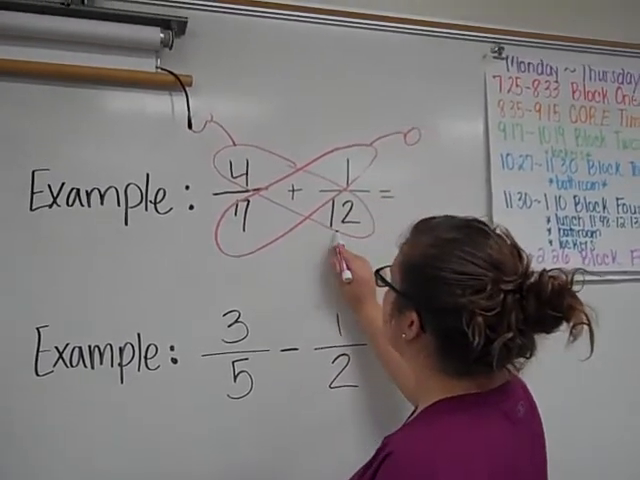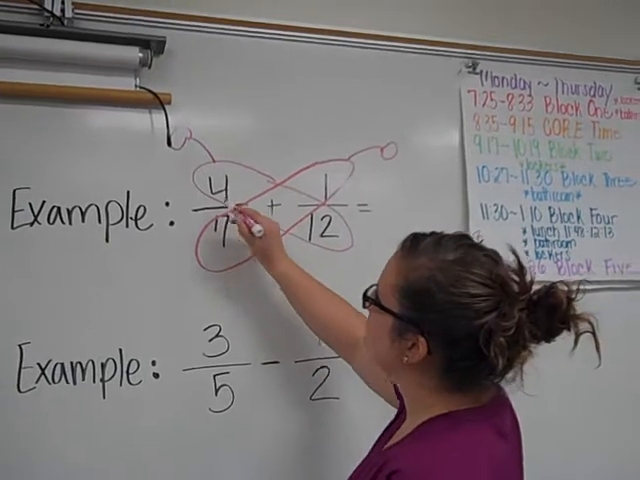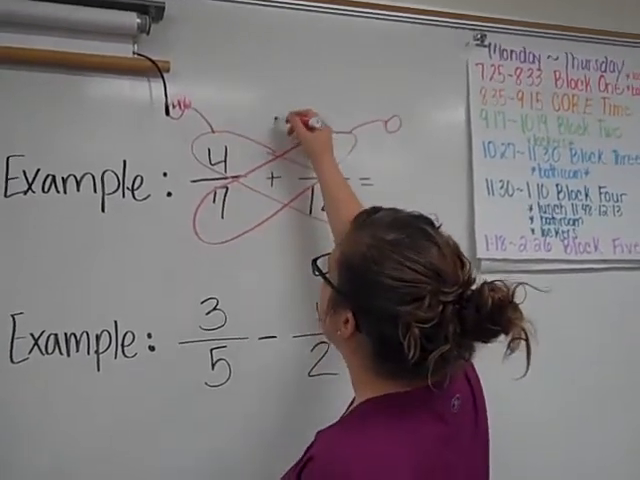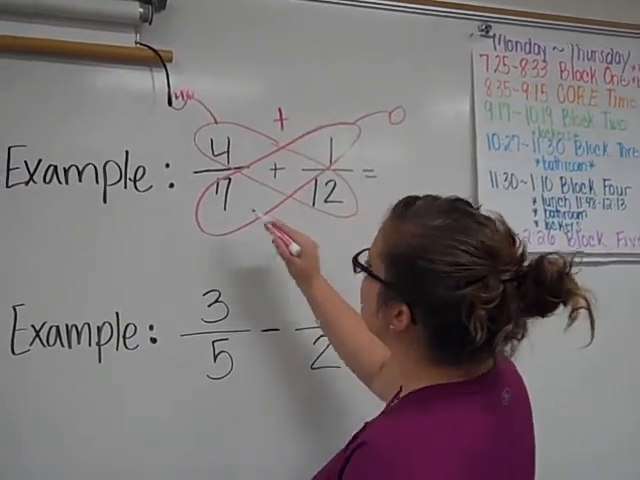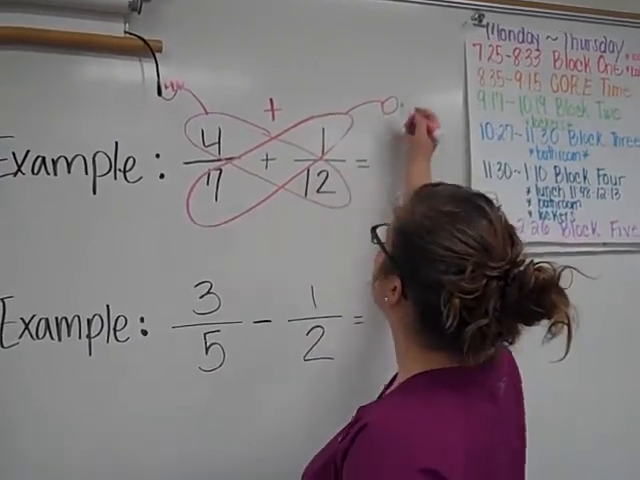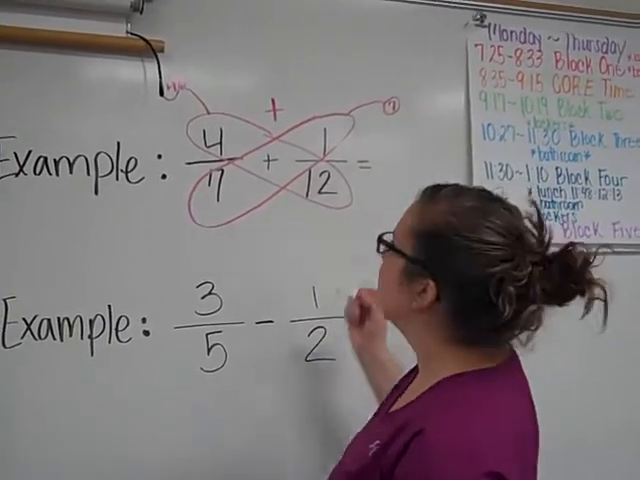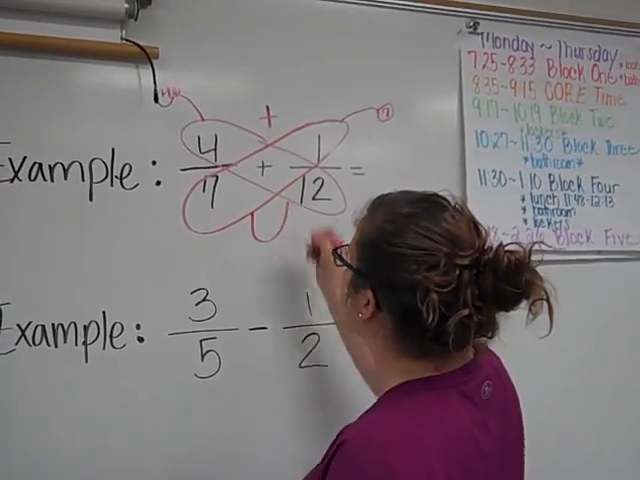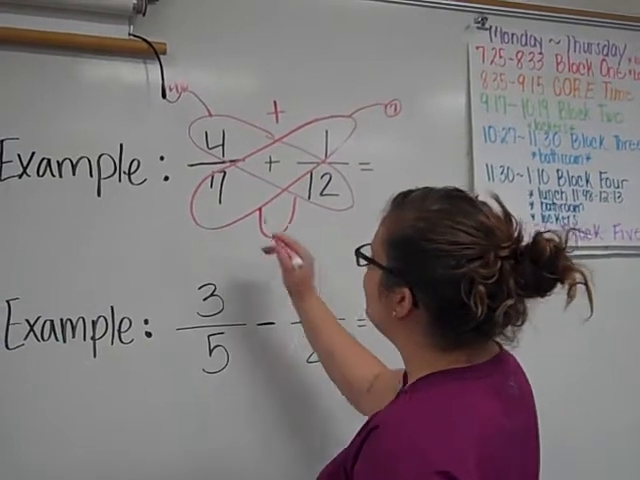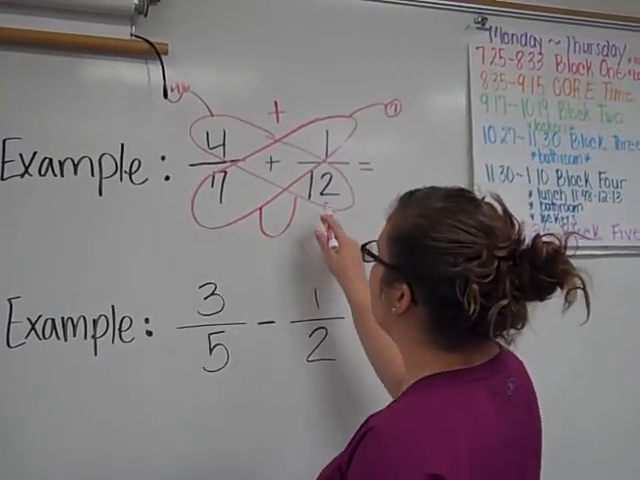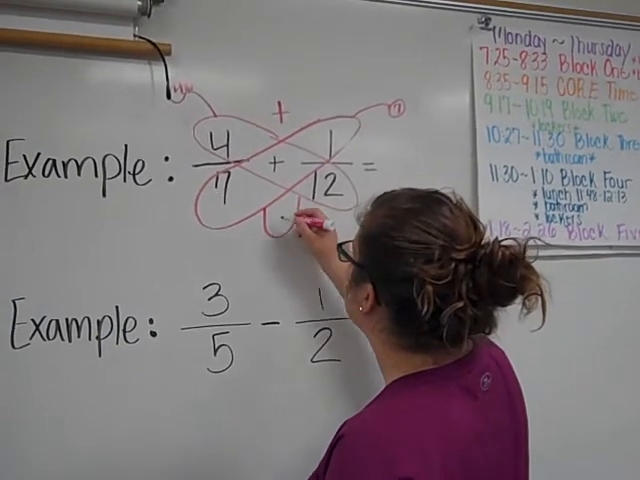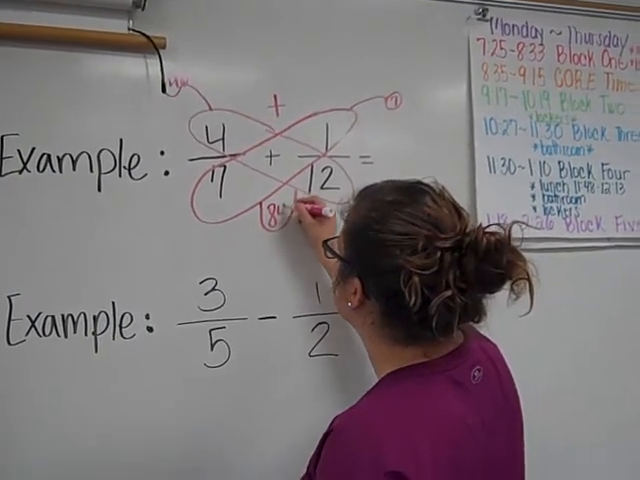So we say 12 times 4 is 48. Bring up your sign just so you don't forget it. 7 times 1 is 7. So now we have to draw the tail or the bottom of the butterfly, and we say 7 times 12, which is 84.